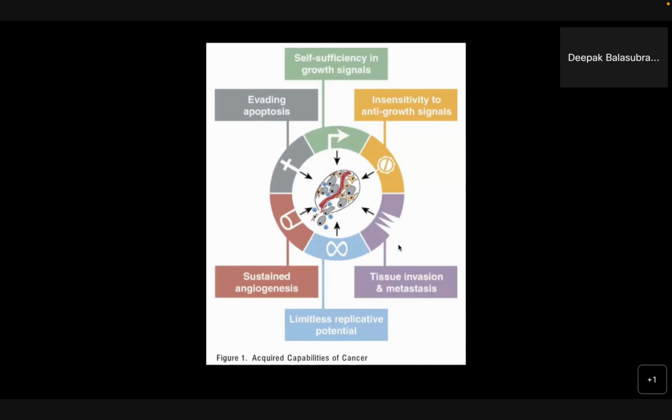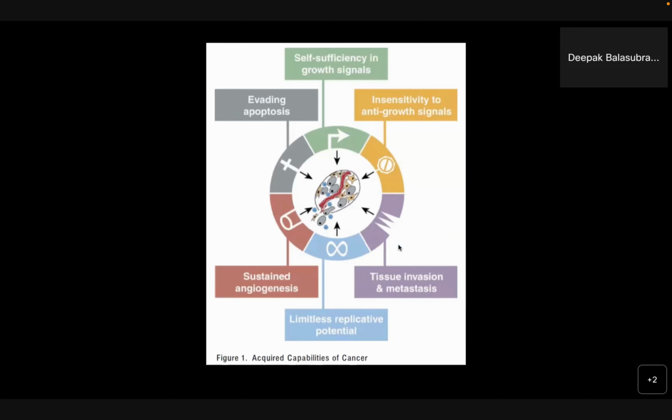So one is self-sufficiency in growth signals. So you don't need an extraneous growth signal to promote growth in these cancer cells. They have their own inbuilt mechanisms to give them tumor growth. There is insensitivity to anti-growth signals, meaning that whatever growth suppressor, inflammatory signals come down, none of them work on the tumor cell. So there's an insensitivity to anti-growth signals.